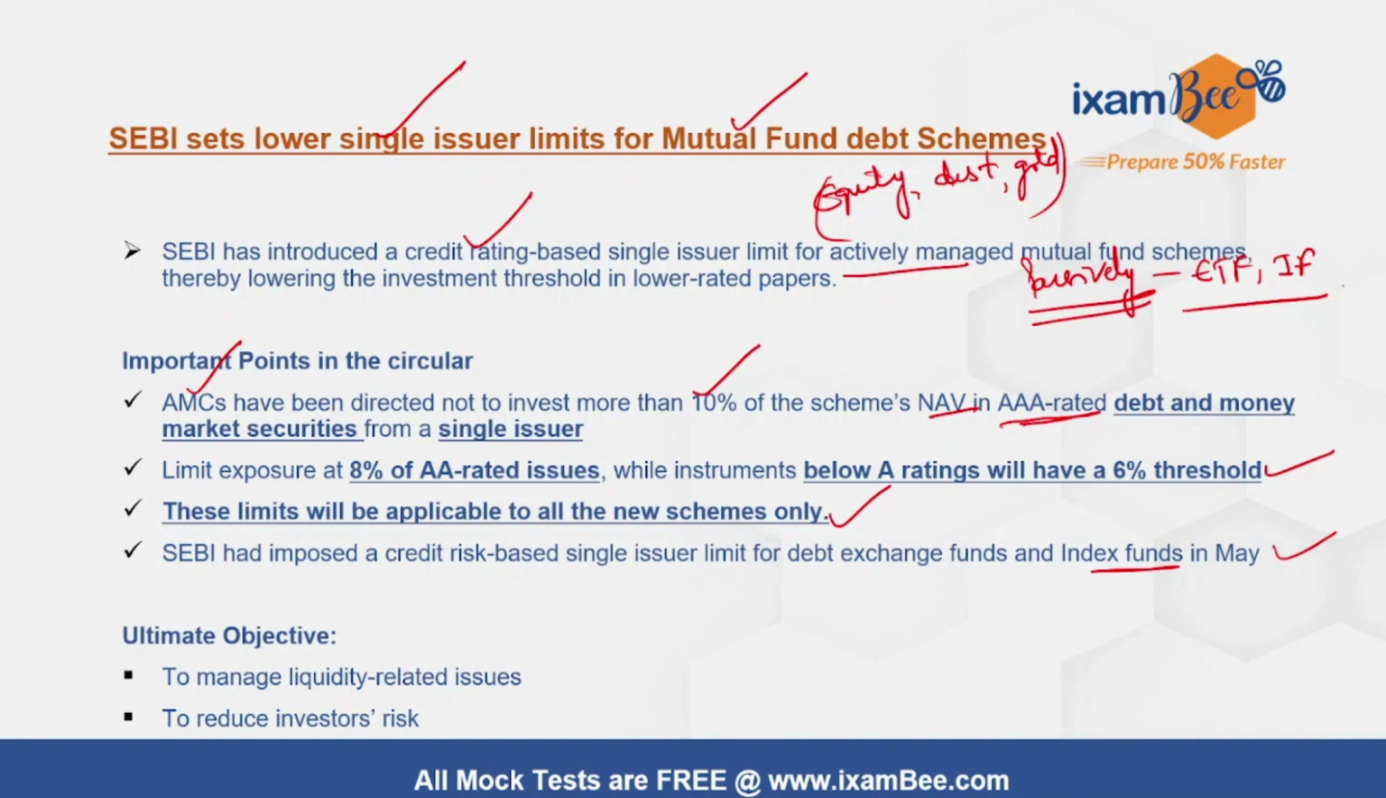So these limits, as I said, will be applicable only to new schemes, and similar caps already exist, as I have told you, for passively managed funds such as exchange traded funds. The basic objective is also to rationalize rules for both active and passive funds. So these were the important circulars issued by SEBI in the last week.